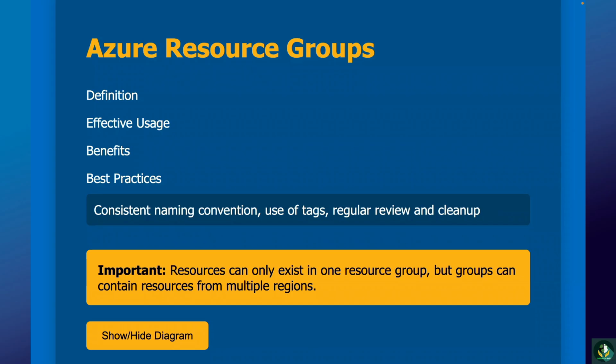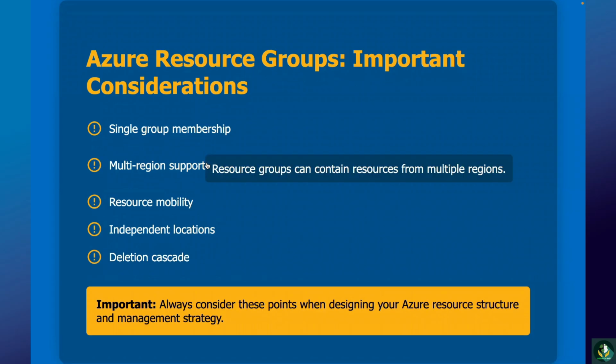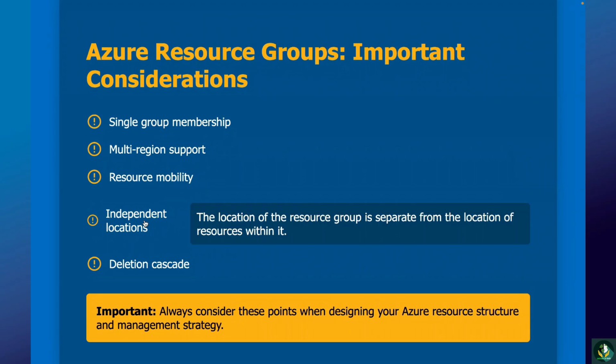Now, some important considerations here. A resource can only exist in one resource group at a time. So please remember that you can have only one resource in one resource group. Also, resource groups can contain resources from multiple regions. You can move a resource from one resource group to another. The location of the resource group is separate from the location of resources within it. So you can have a resource group in one location and resources in other locations.